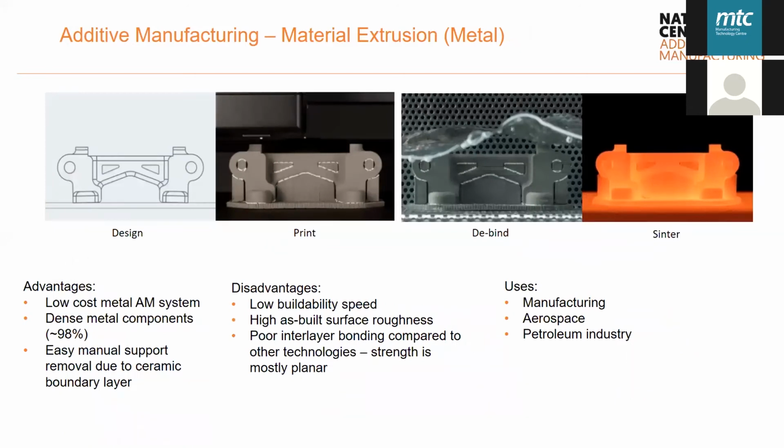Also going to look at material extrusion of metals. So it's an indirect additive manufacturing process in which there is a debind. So there's a print, debind, and sinter step.